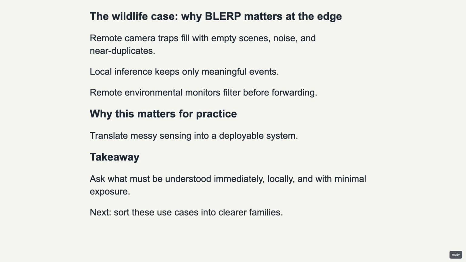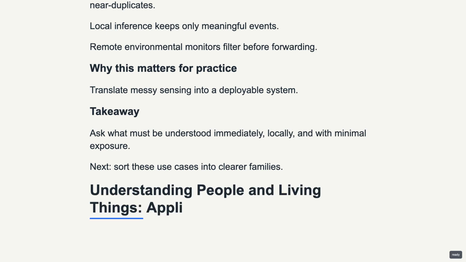That sets up the broader map that follows, where these human-centered and biological applications get grouped by the kind of edge problem they solve. This part is about where edge AI becomes useful in the real world, systems that deal with people, animals, plants, and other living environments. The important thread is that these settings demand quick decisions, careful handling of data, and clear limits on how information is used.